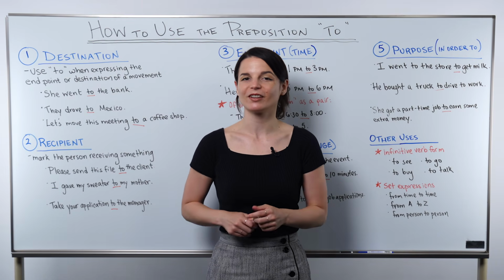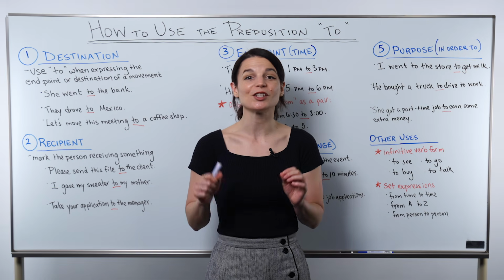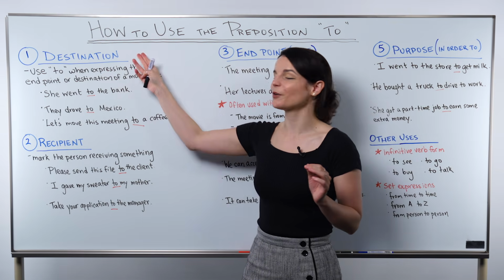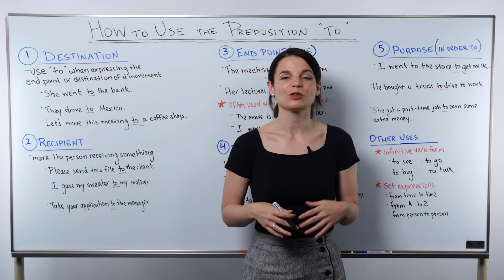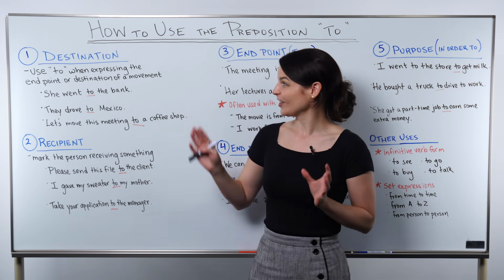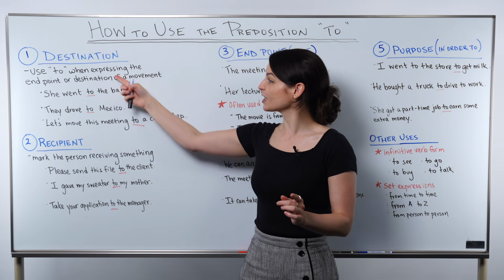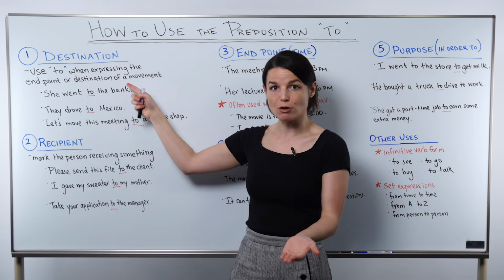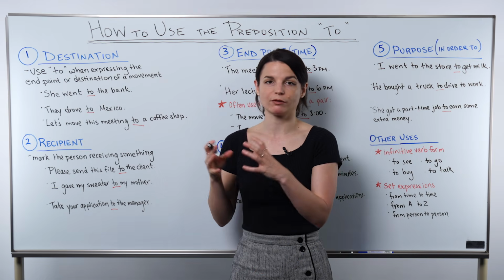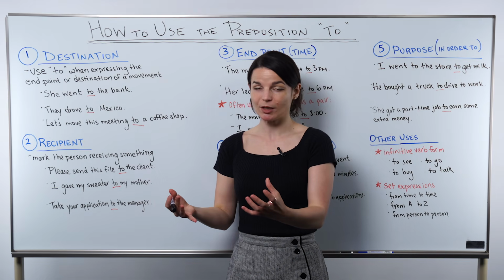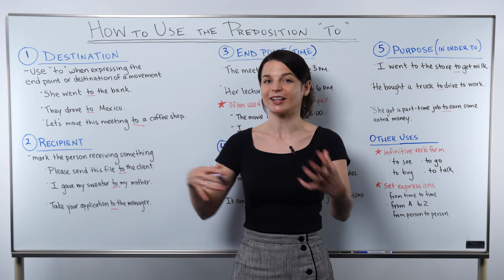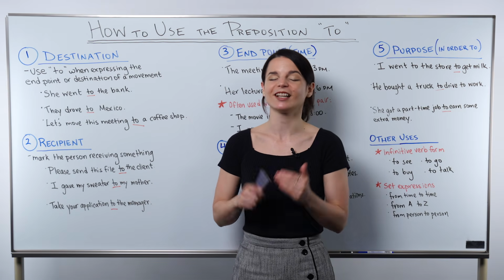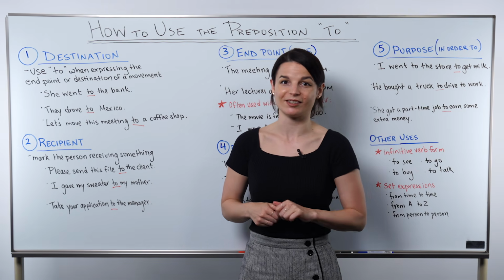In this video, I'm going to look at how to use the preposition "to." Let's get started. Okay, first I want to talk about using the preposition "to" to express a destination. So we use "to" when expressing the end point or the destination of a movement. We can use this form of "to" when we talk about our travel experiences or when we are talking about moving inside a room, moving inside our community, and so on. So let's take a look at how we use "to" in this situation.